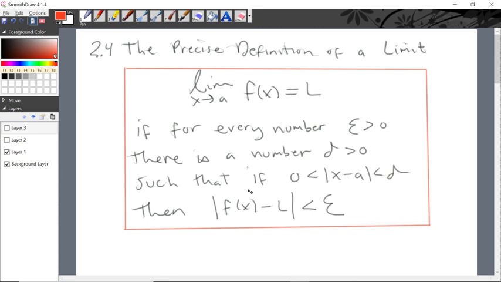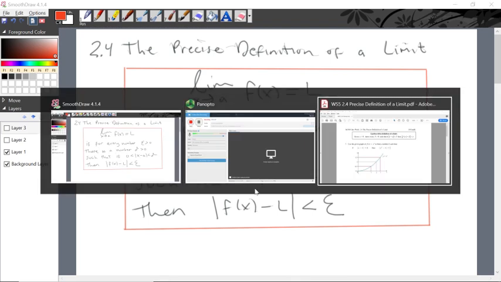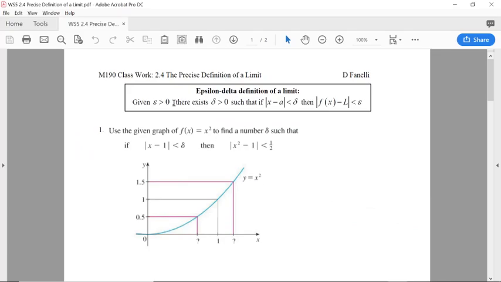Along with this lecture video here, you should have a worksheet. I've condensed the epsilon delta definition of the limit here. Given a positive epsilon, there exists a positive delta, such that if the distance between, we can interpret absolute value as distance, the distance or the difference between x and a is no greater than delta, and delta is positive, then the difference or the distance between f of x, the output of the function, and the value of the limit L, that difference or that distance is no greater than epsilon.